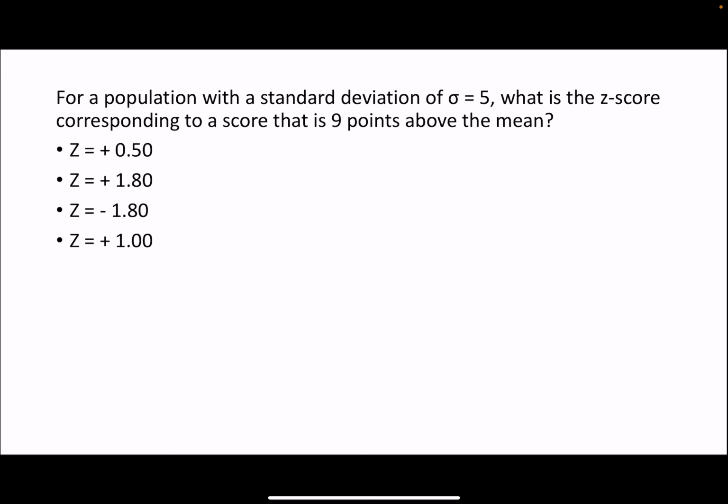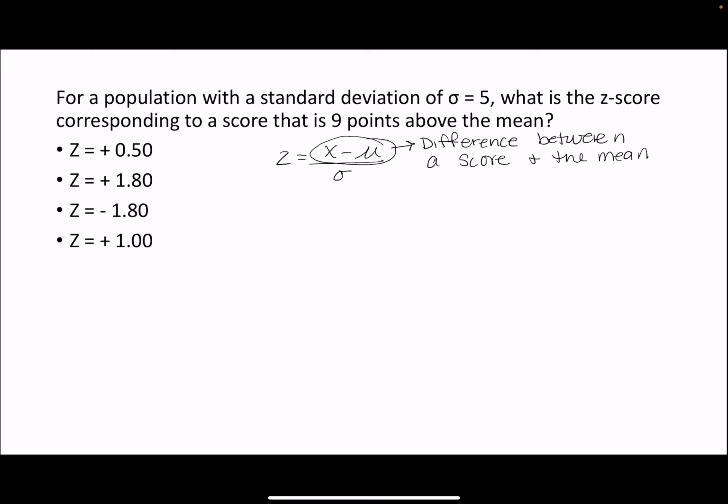For a population standard deviation of 5, what is the z-score corresponding to a score that is 9 points above the mean? So I want you to think about this. Z equals x minus the mean divided by the standard deviation. This whole statement right here, this is the difference, because that's subtraction, between a score and the mean.